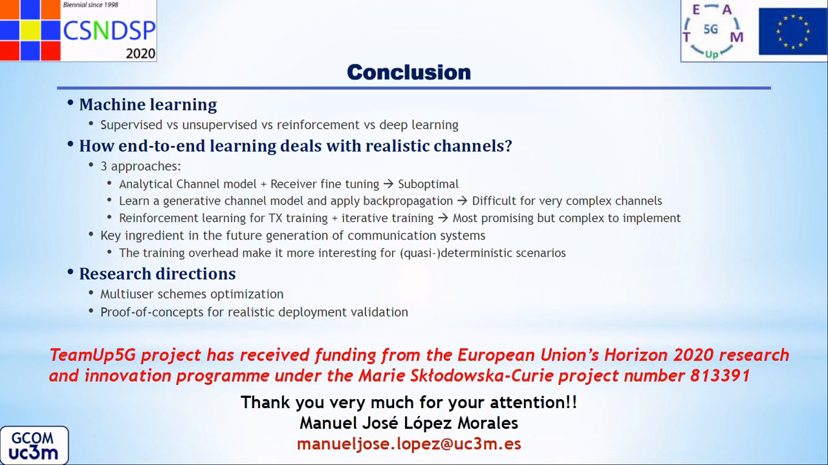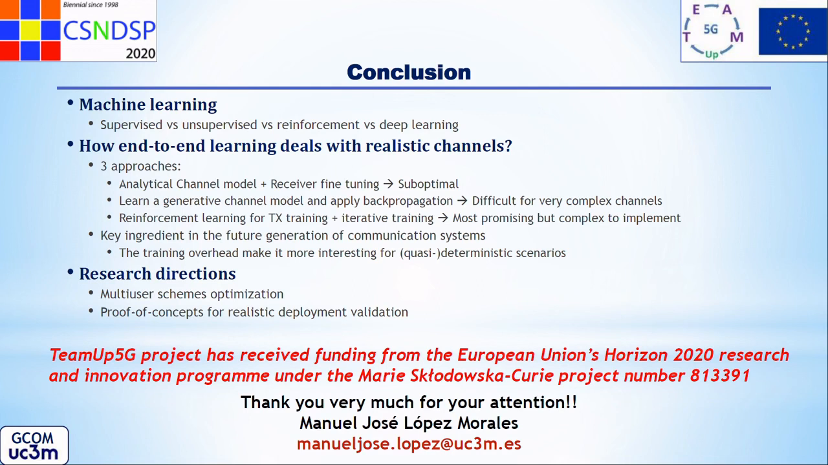So to conclude, we have talked about machine learning techniques, which are supervised learning, unsupervised learning, reinforcement learning, and deep learning. The end-to-end learning has three main approaches to deal with realistic channels. Analytical channel model plus receiver fine-tuning, which leads to suboptimal solutions. Learning a generative channel model and substituting it for the realistic channel so that then you can perform a full end-to-end training, a full autoencoder training, which is difficult and it's still under research for very complex channels.